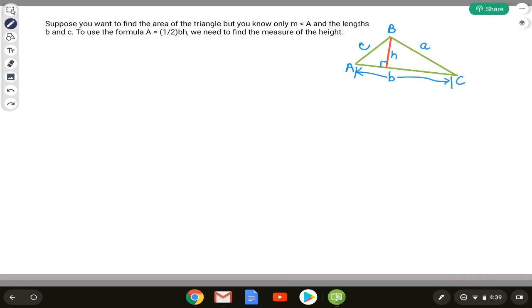Now, another thing in this section is we're going to talk about finding the area of a triangle in a different way than we've learned before. So I've drawn a picture of a triangle and labeled as much as I can. The capital letters are the angles. The lowercase letters are the sides across from those angles. I've also drawn in the height.